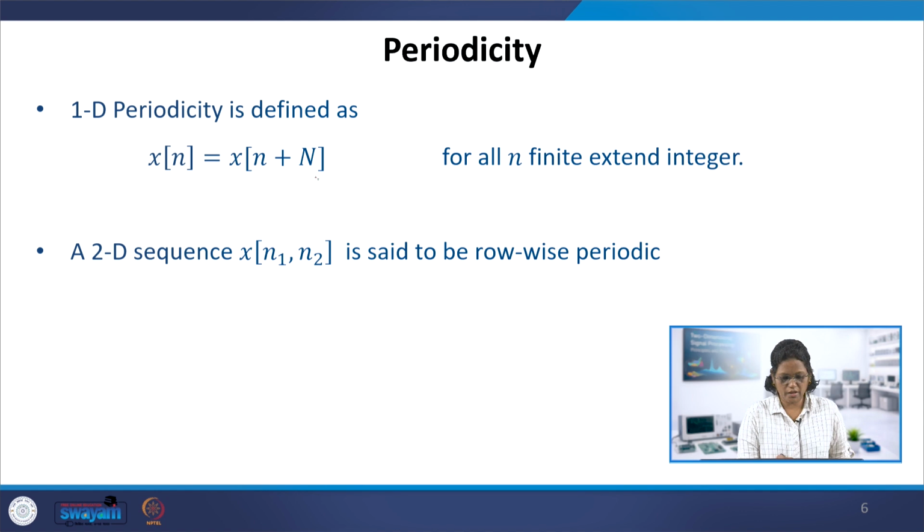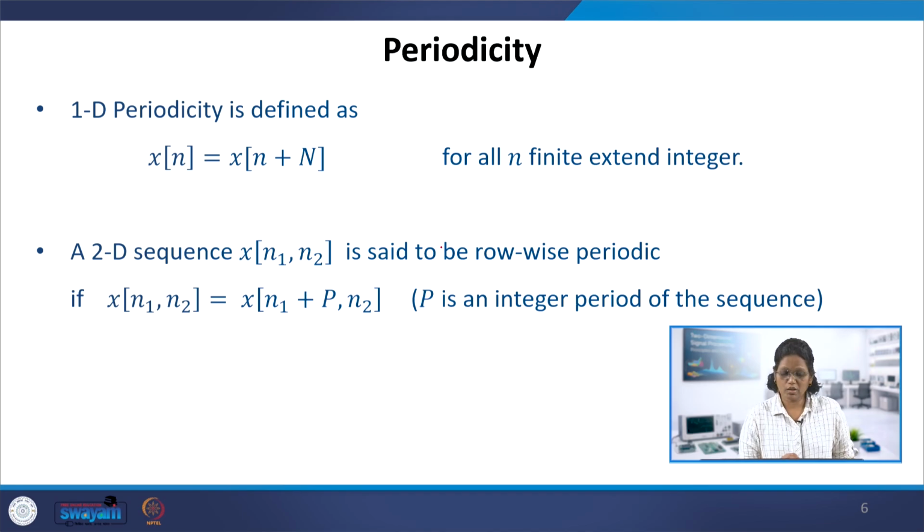If we extend this idea to 2D, a 2D sequence x of n1 comma n2 is said to be row wise periodic or column wise periodic. It is not like the 1D case; in 2D we define this as row wise or column wise periodic. If it is row wise periodic, the condition is that x of n1 comma n2 should be equal to x of n1 plus p comma n2. n2 is not periodic, whereas n1 has the fundamental period p. So p is an integer, that is the integer period of the sequence.